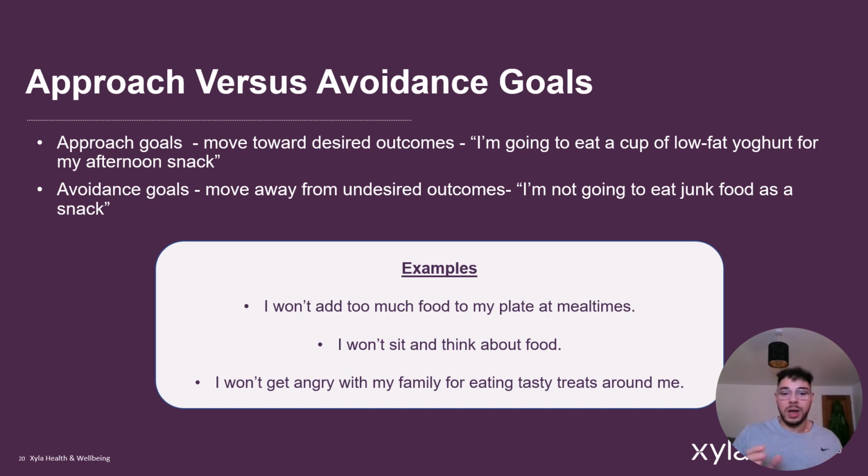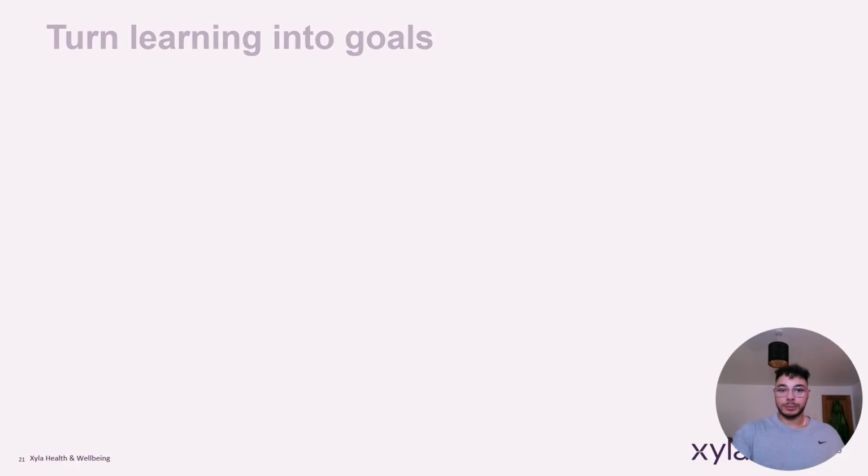How about the last one? I won't get angry with my family and friends for eating tasty treats around me. Okay. What can we say there? I'll speak with my family about how it feels when they eat tasty treats around me. I will prepare healthy snacks.